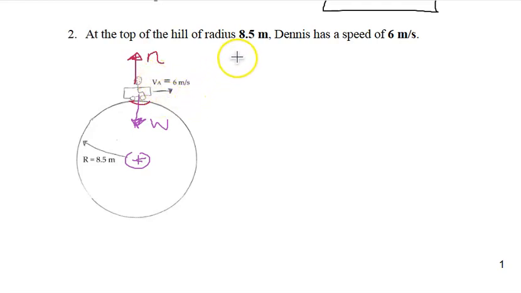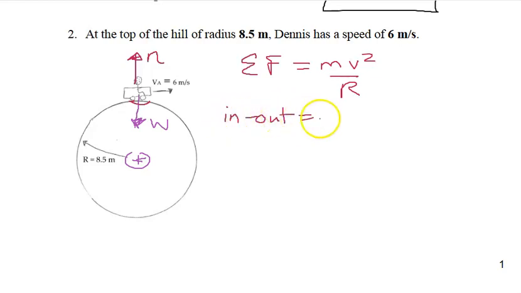Question B says calculate the normal force. There is only radial components, right? There's nothing left and right. So only radial means sum of the forces equals mv squared over r. In minus out equals mv squared over r. The weight is in. He wants to fly off tangent, and the weight pulls him down. So the weight is radial inward. The normal is actually pushing him radially outward, so that's negative.